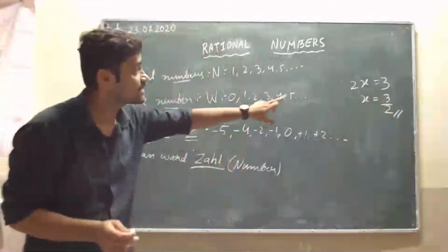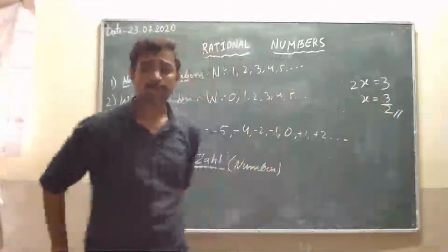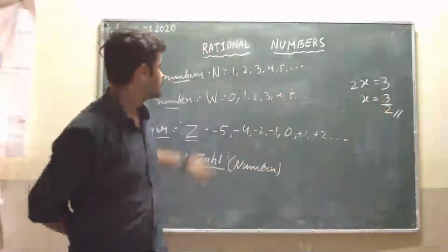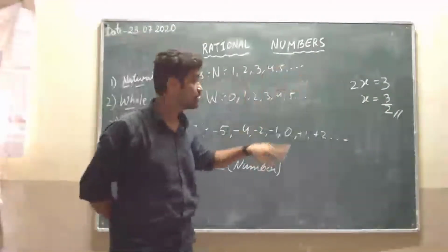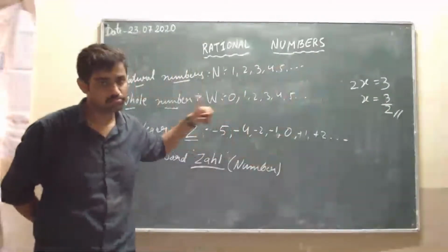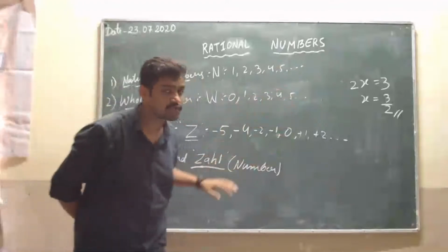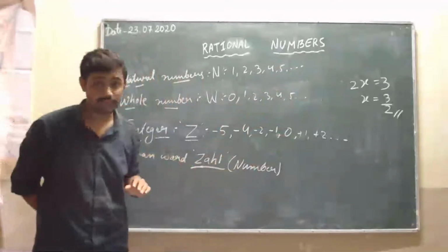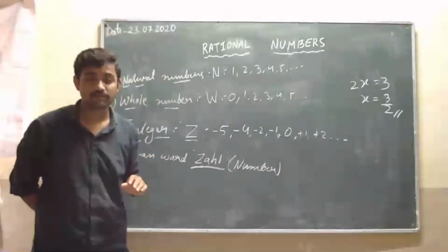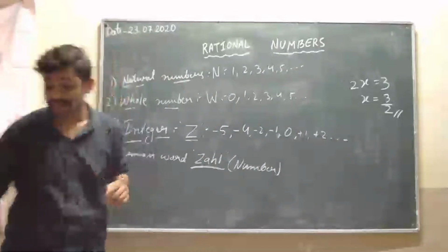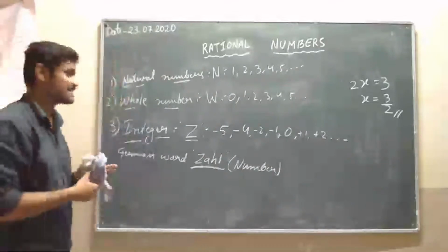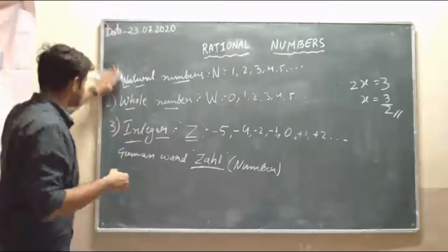Then tell me, is 3 by 2 a natural number? No sir. Is 3 by 2 a whole number? No sir. Is 3 by 2 an integer? No sir. Then what is it? Yes, that is exactly it, that is a rational number. 3 by 2 is a rational number.